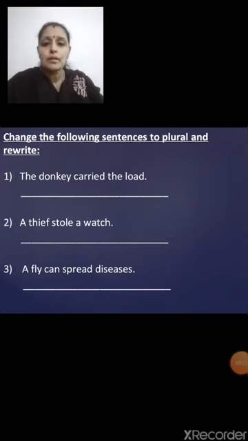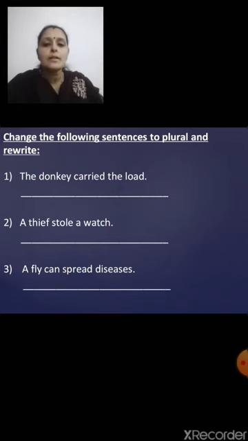Now, children, these are some sentences for you. You have to change the following sentence to plural and rewrite. Yes, children, copy these questions in your notebook, and you're going to change these sentences into the plural form and rewrite the sentences. Yes, start writing.